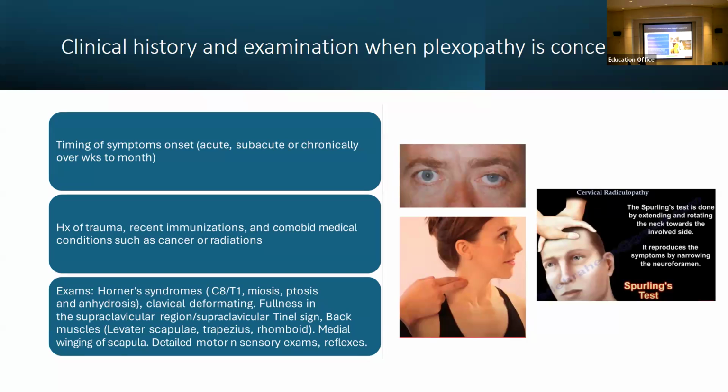You can also check the back muscles, such as levator scapulae and rhomboids, because those muscles are innervated by nerves directly from the root level, so you can pinpoint the lesion as well. You can also check the medial winging of the scapula. If you're really concerned about radiculopathy, you can do the Spurling test as well, okay? I will not go over the details about this test.